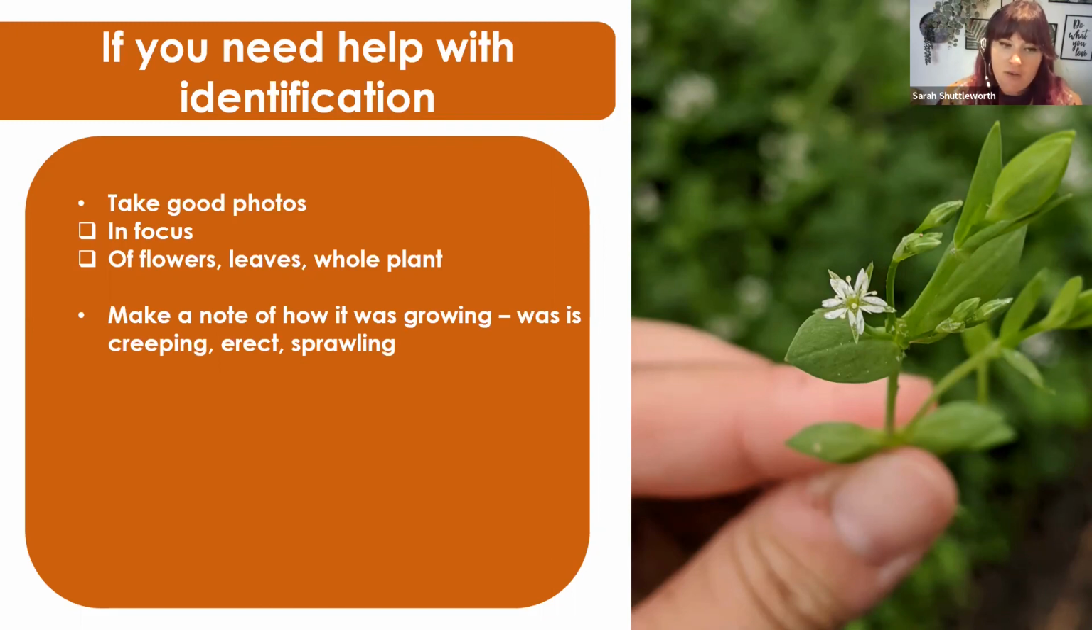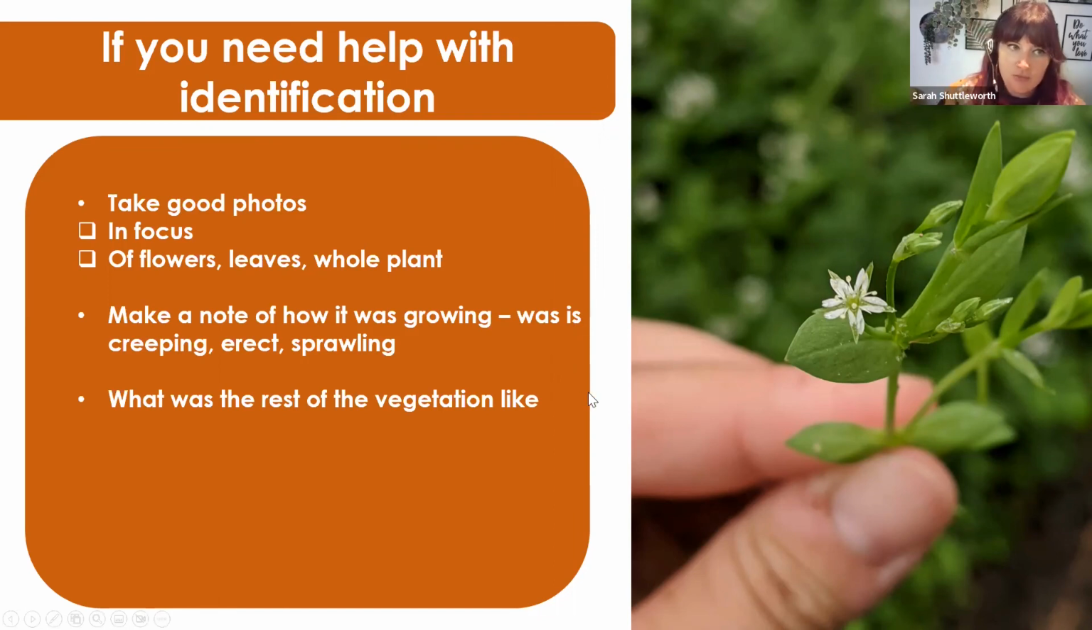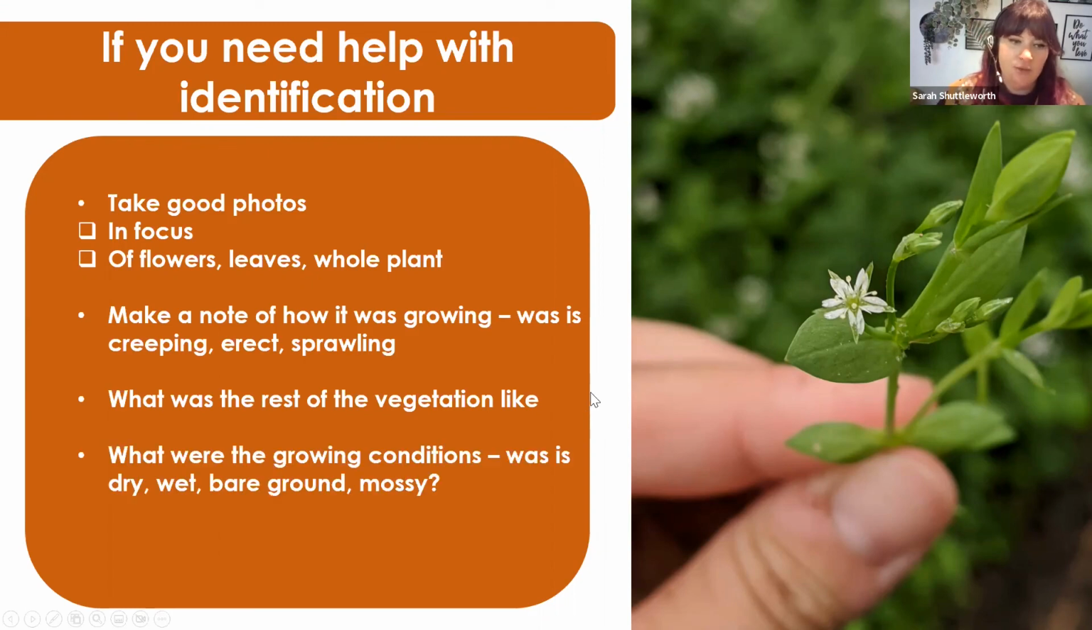And then make a note of how it was growing. Was it creeping, erect, or sprawling, that sort of thing? What was it like? And what is the other vegetation that it's near like? Was it growing in amongst rushes, or was it growing in amongst bracken, that sort of thing? And was it dry, wet, or bare ground, or mossy, or that sort of thing? And the time of the year and the location that you found it. So different plants grow in different parts of the country. So yeah, different climatic conditions, that sort of thing.